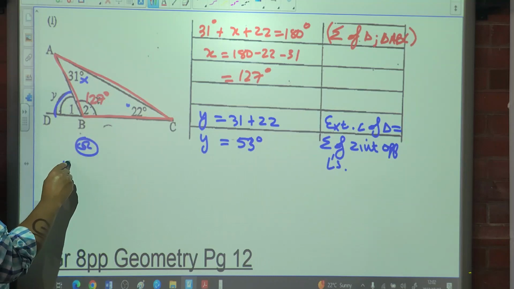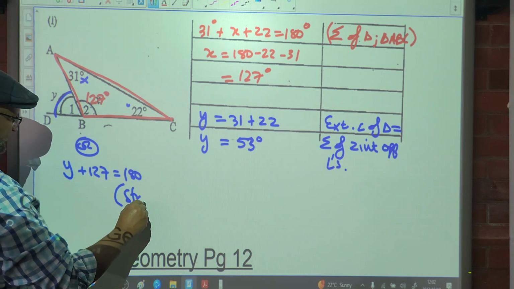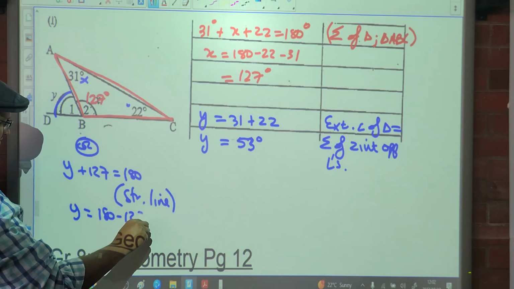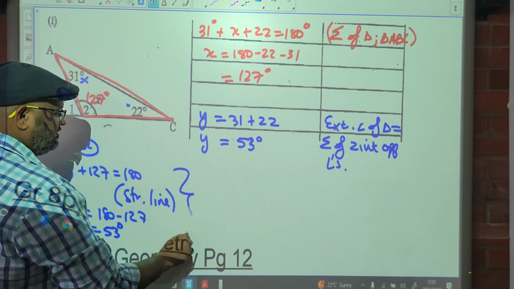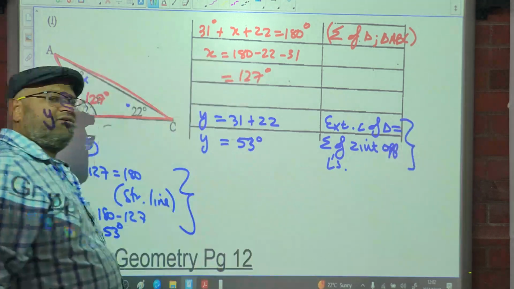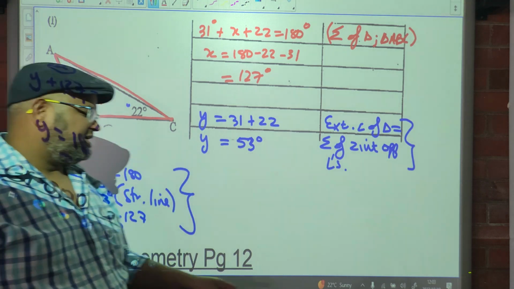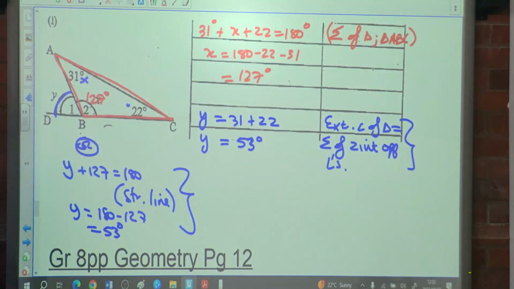Or as I said, you could have said y plus 127 is equal to 180, straight line. Then y is equal to 180 minus 127, which is 53. Which one of the two you think you're going to get more marks for? They're the same. So both are going to be full marks. Whichever method you apply, as long as you're applying something mathematical and you're not making up your own stories, you're going to get the full mark.